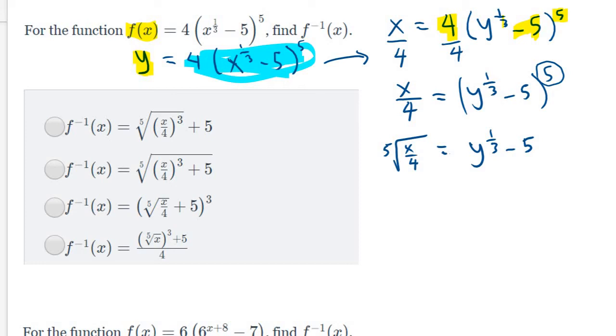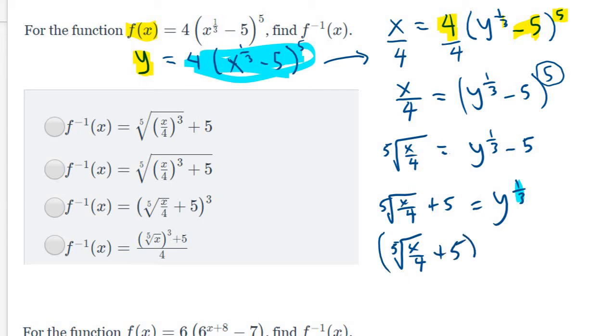The next step is to get rid of this minus 5. So it will be the 5th root of x over 4, and then plus 5 will give me y to the power of 1/3. Now, to get rid of the 1/3, we have to raise both sides to the power of 3, just like I've explained in previous videos. So we're just going to raise everything to the power of 3 now. It looks like this: the 5th root of x over 4, plus 5, everything to the power of 3 will give me y. It's really fun to do.